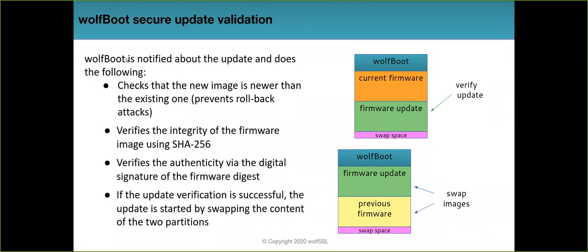So wolfBoot is notified about the update and does the following. First, wolfBoot has a public key. It checks that the new image is newer than the existing one. That's the version number, because you want to prevent rollback attacks. And then it verifies the integrity of the firmware image using SHA-256. It computes the SHA-256, which was part of the payload as well, and verifies it.